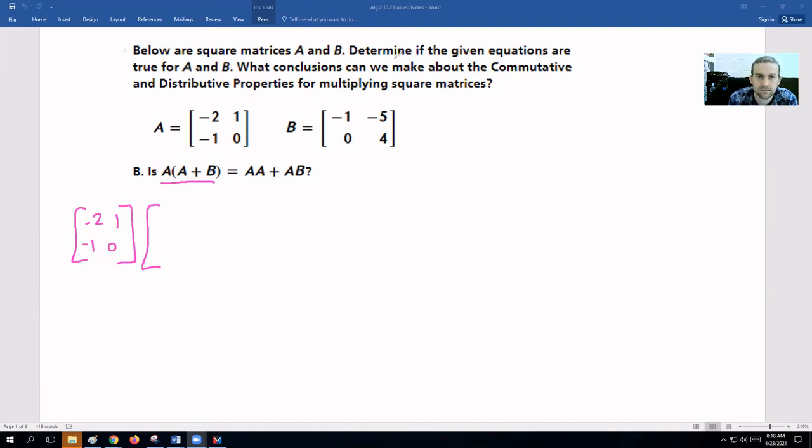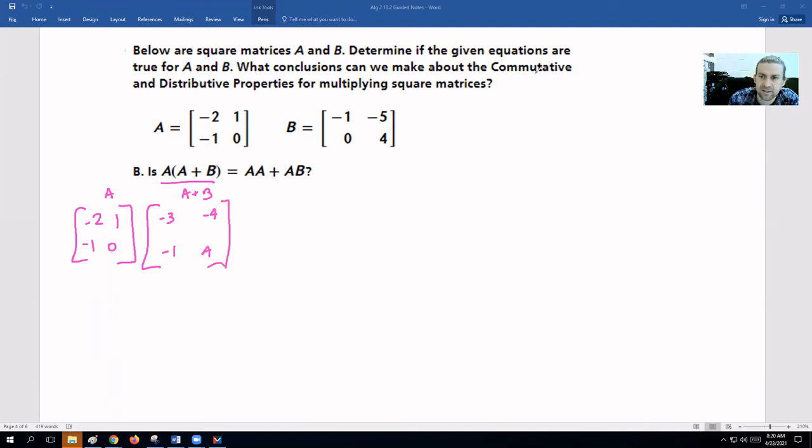All right, sorry about that. Let's go through this. Now what we need to do is add the two matrices together. Let's figure out what A plus B is. All right, A plus B: -2 plus -1 is -3. 1 plus -5 is, let's see, that would be -4. -1 plus 0 is -1. 0 plus 4 is 4.